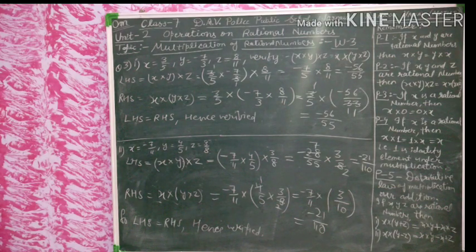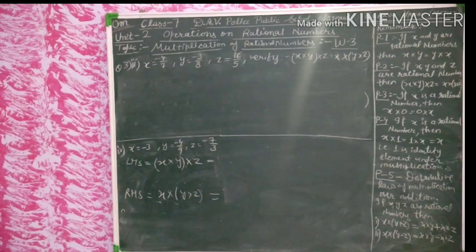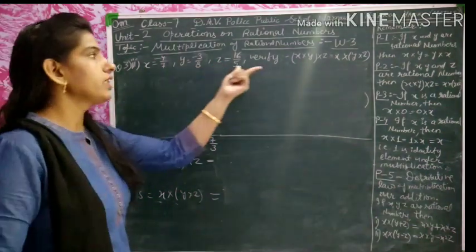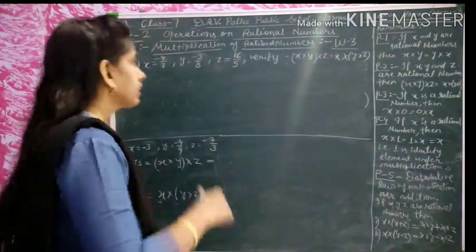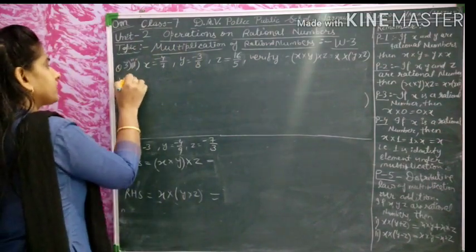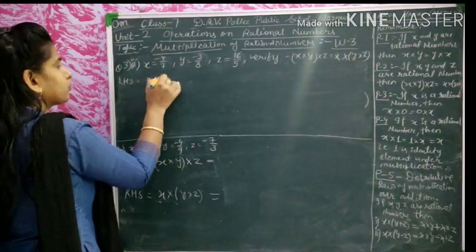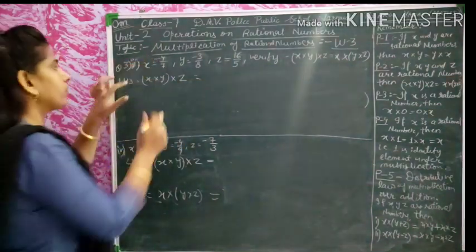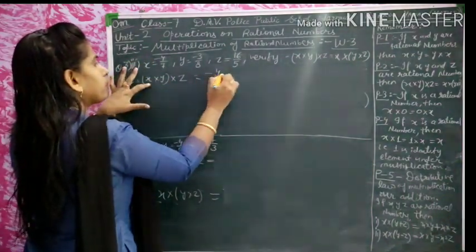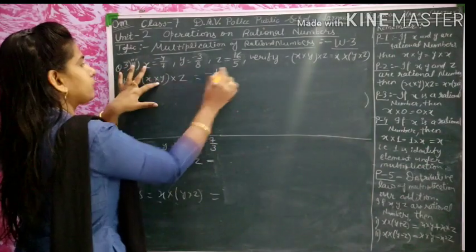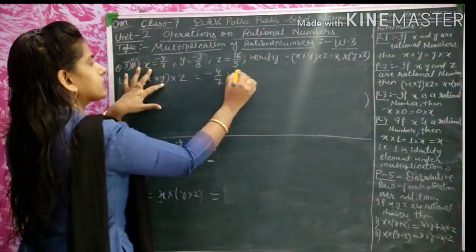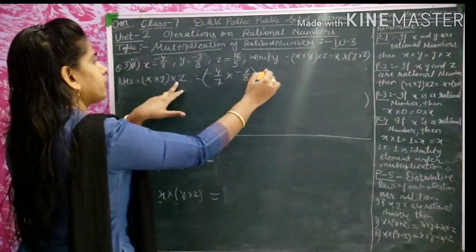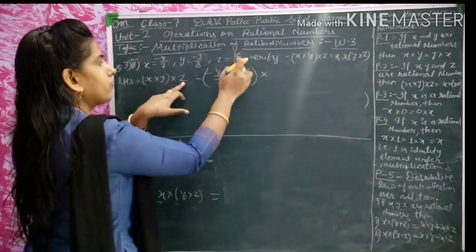Let's see there. Now students, you are seeing there the question number 3, part 3 is there. Same, verifying this property. So taking here the LHS, that equals x into y into z. We are verifying this property. X, what will we get here? Minus 4 by 7. This is the x into y. Y is minus 3 by 8. Bracket closed. Into multiplying z.